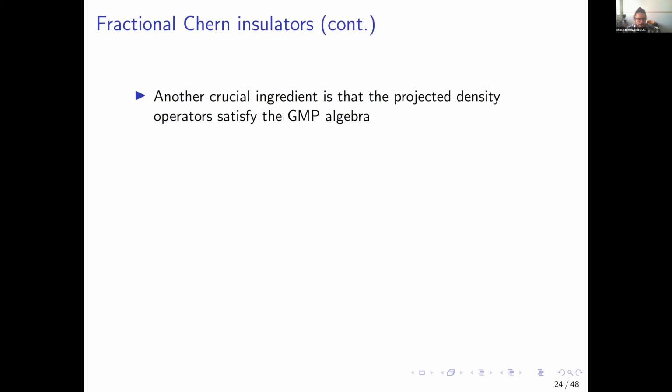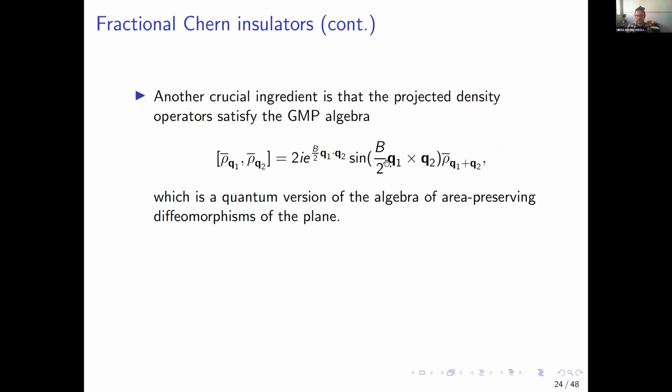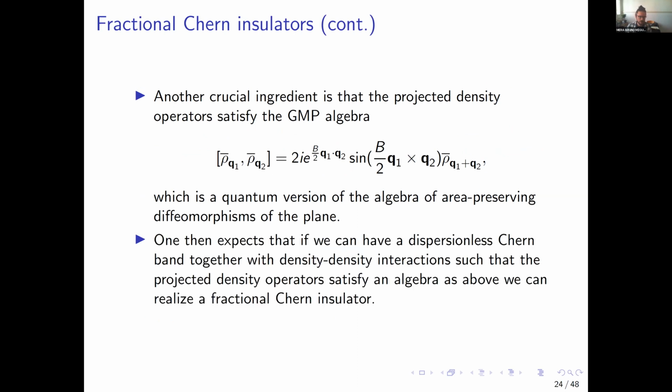to the lowest Landau level. And another crucial ingredient, which is not described above, is that the projected density operators now satisfy the so-called Girvin-MacDonald-Platzman algebra, which is this algebra here. Here B is the magnetic field strength, and Q, Q1 and Q2 are momenta. And you have this relation here, which is a quantum version of the algebra of area preserving diffeomorphisms of the plane. So this is an important feature. The usual folklore is that if we have a dispersionless Chern band together with density-density interactions, such that projected density operators satisfy an algebra which is at least isomorphic to the one above, then we can realize a fractional Chern insulator. So this is more or less the background.